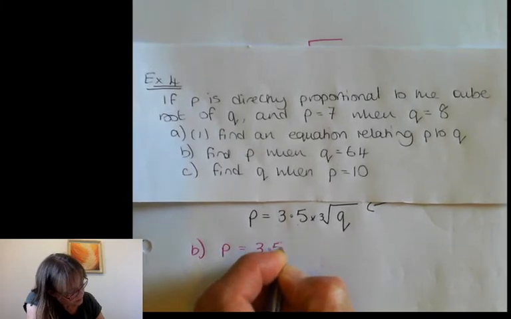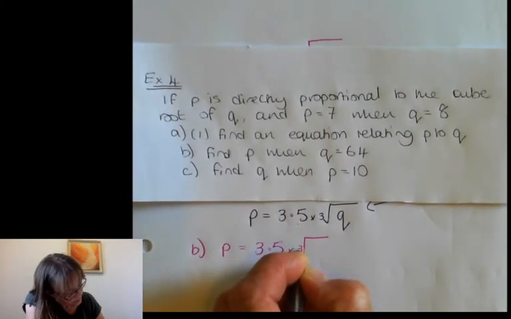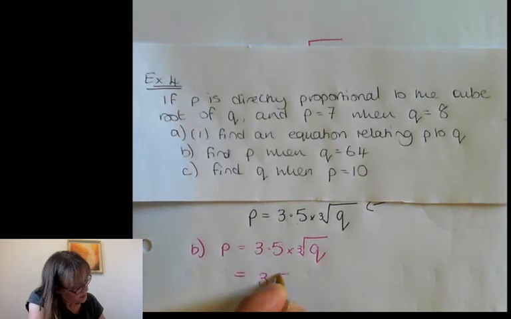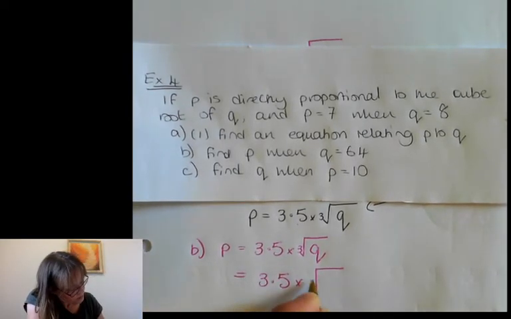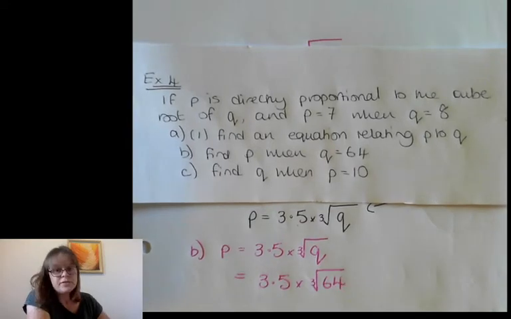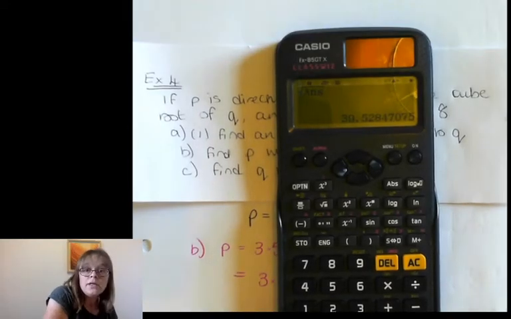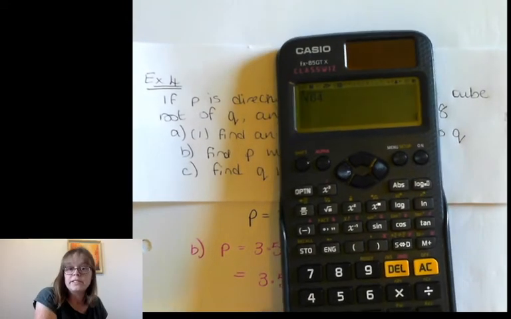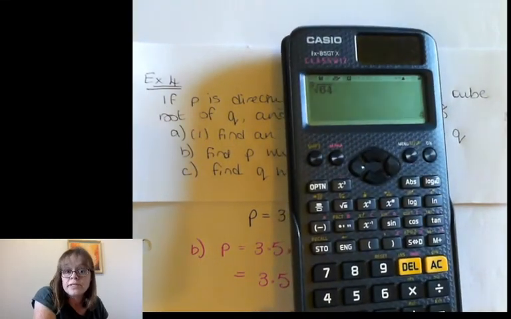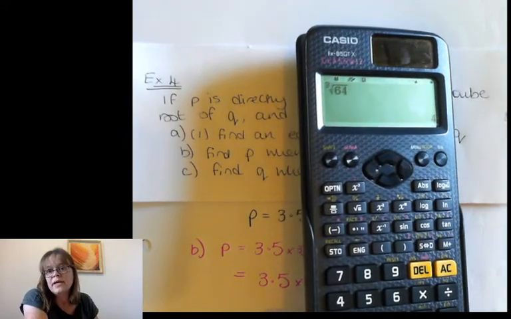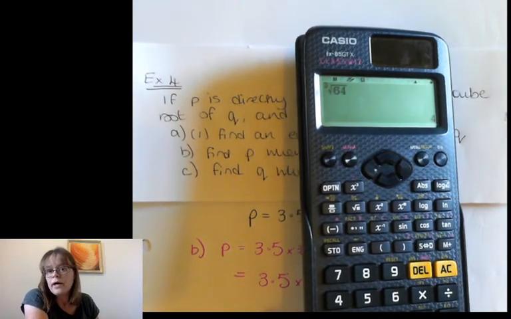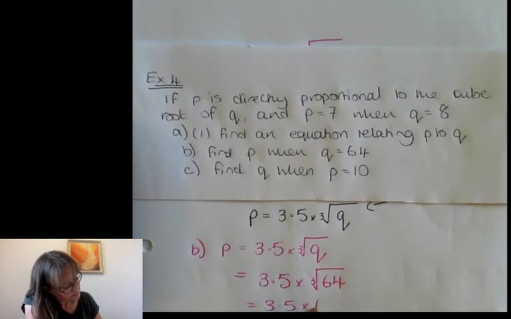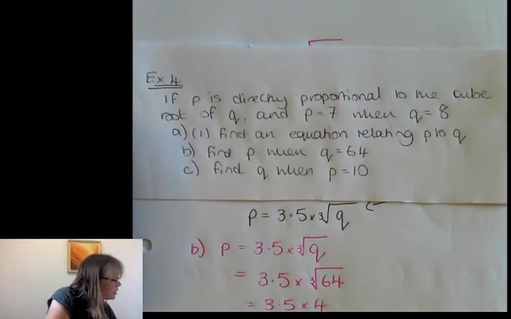So 3.5 times the cube root of Q. Well, this time they've told me that Q is 64. So I'm going to put in the cube root of 64. And again, if you don't know that, you can ask your calculator. If you do know it, you can just write it down. Okay, so I've asked, make sure you press the cube root, not the square root button. So I've asked my calculator for the cube root of 64, and hopefully you can see that that's 4. So that gives me 3.5 times 4, which I think is 14.